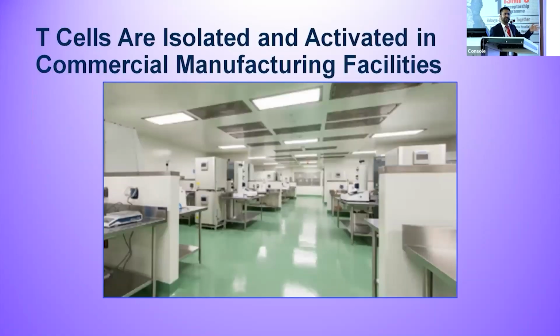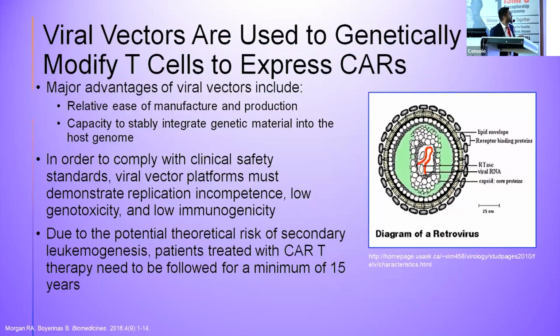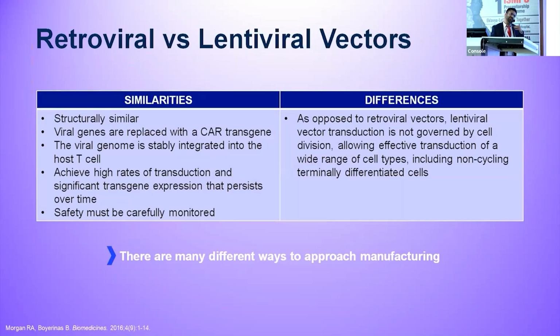So these are kind of GMP labs which are utilized to manufacture CAR T cells. And this is actually a photograph from one of the labs. So which vectors are better, lentiviral versus retroviral? This is an important point. In terms of efficacy, it is not making too much of a difference as per the data. But as opposed to the retroviral vectors, lentiviral transduction is not governed by cell division. So you could actually transduce any cell, including non-cycling cells. The terminally differentiated cells also could be transduced.